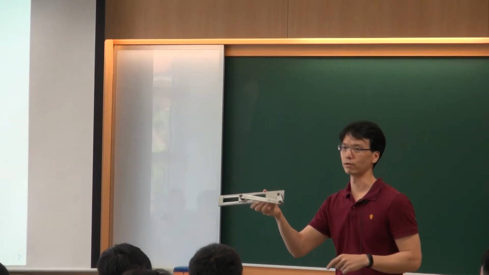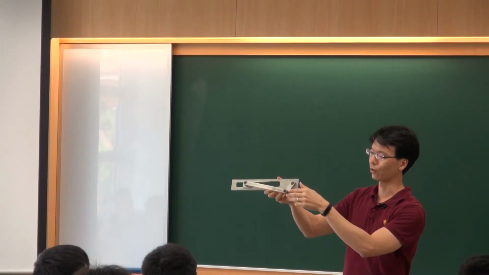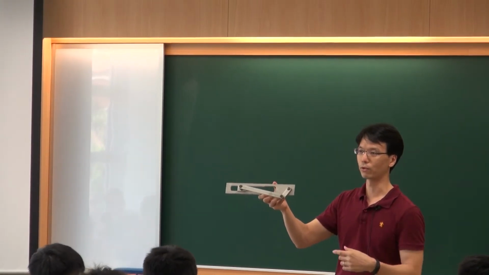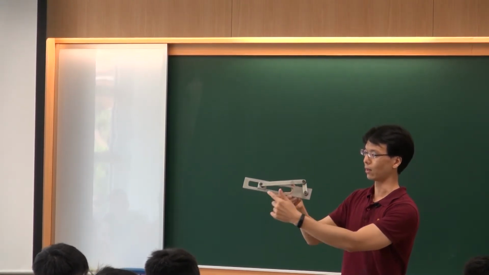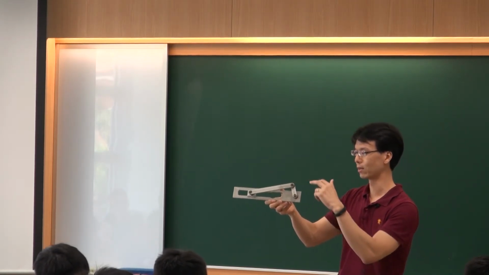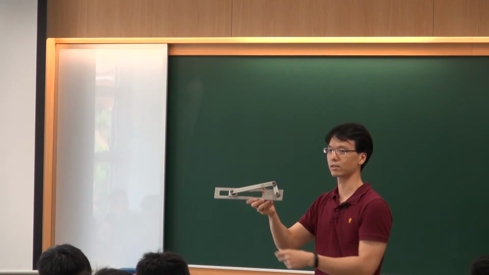In this case, we call this a crank slider. That means we use the crank. Crank means it can make a full rotation motion. So this one is called crank, and this one is called slider, and we call this a crank slider. That means the input is a crank and the output is a slider.